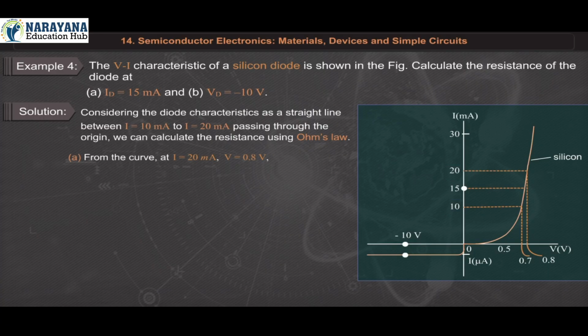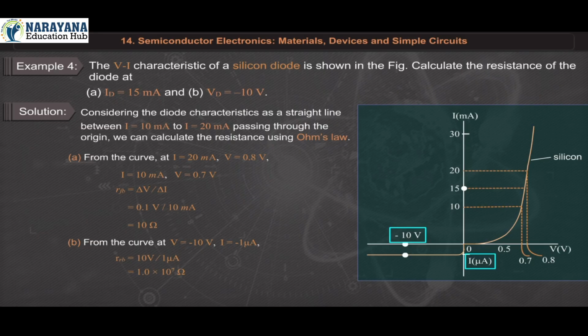A. From the curve, at I is equal to 20 milliampere, V is equal to 0.8 volt. At I is equal to 10 milliampere, V is equal to 0.7 volt. R_FB is equal to delta V upon delta I is equal to 0.1 volt upon 10 milliampere is equal to 10 ohm. B. From the curve, at V is equal to minus 10 volt, I is equal to minus 1 microampere. R_RB is equal to 10 volt upon 1 microampere is equal to 1.0 into 10 raised to 7 ohm.